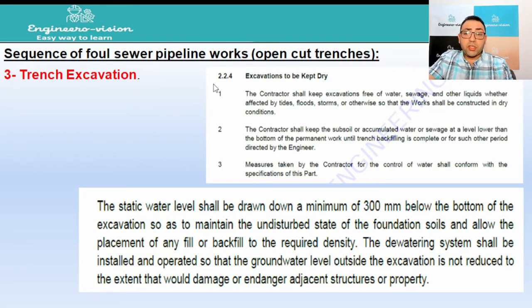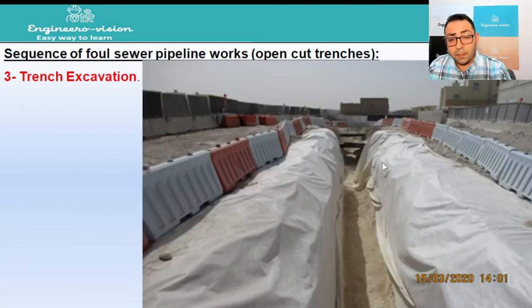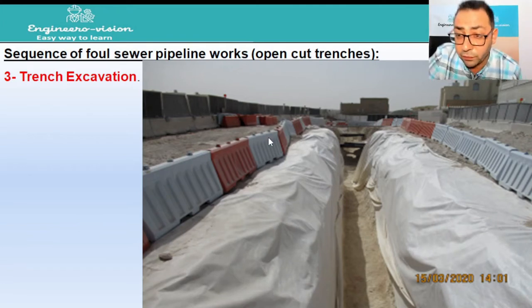Something else we have to mention, that the excavation shall be kept dry to 300 mm below the bottom of excavation, which will be maintained through the dewatering system, which we'll go through in a separate video. We'll talk about the dewatering and how we can do different kinds of dewatering systems in the project. This photo shows the excavation after cleaning. As we can see here, the secondary barriers are maintained to protect people from falling at the edge of the excavation.